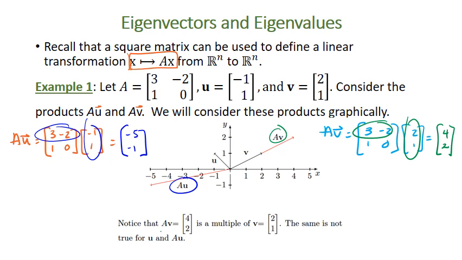Notice that AV is a multiple of vector V. However, AU is not a multiple of U. And this is something that we are going to look at involving eigenvectors and eigenvalues. So this is the same thing that we will be seeing in these future slides, just different notation or terminology.